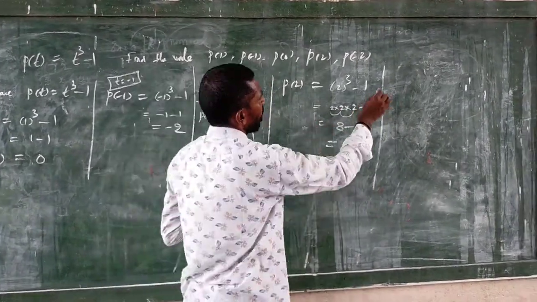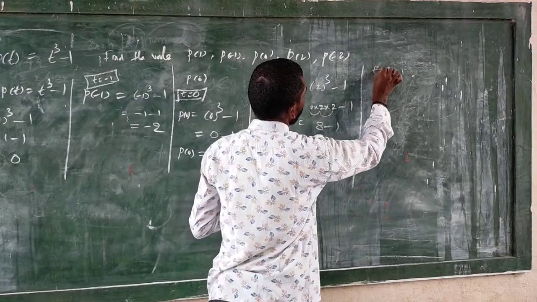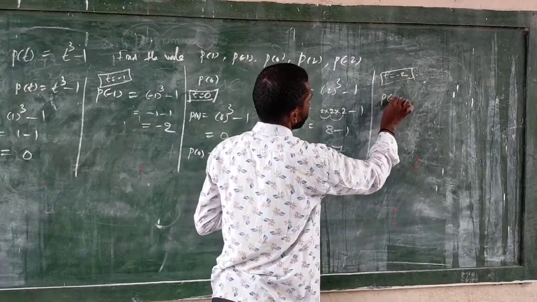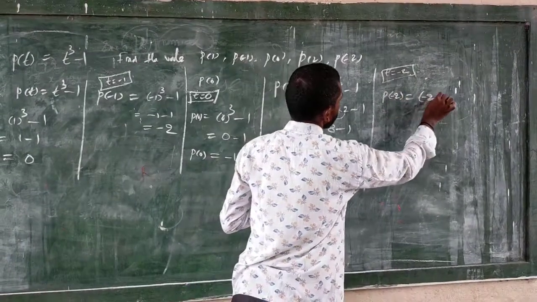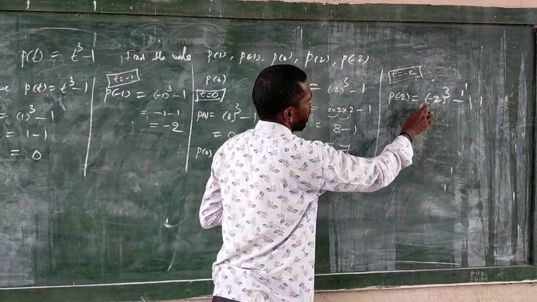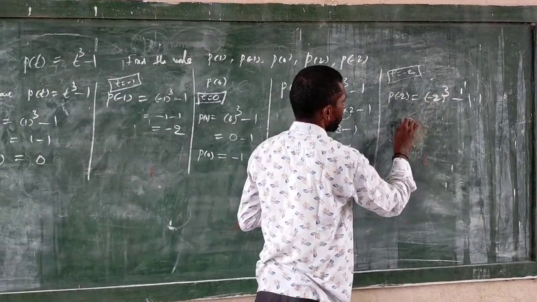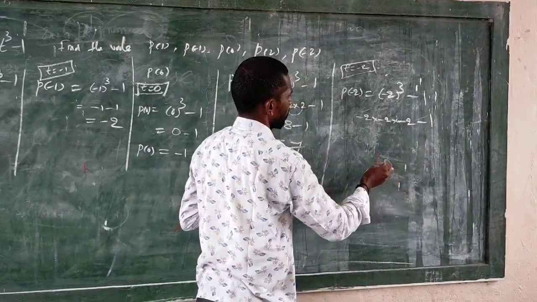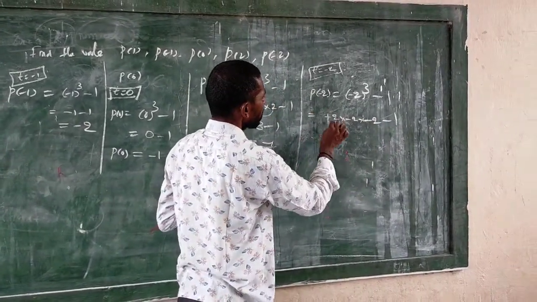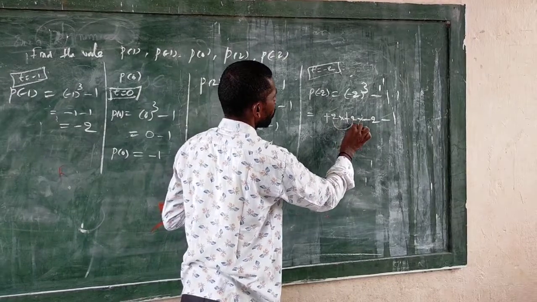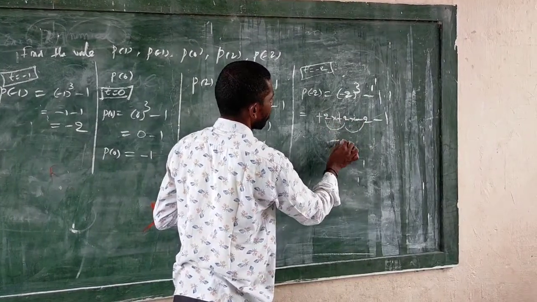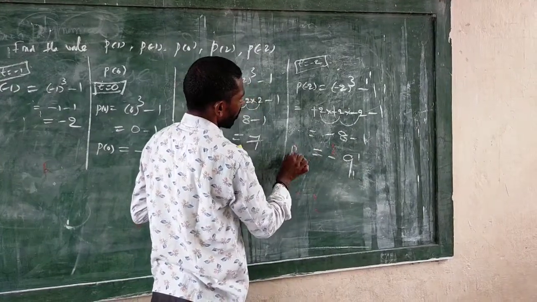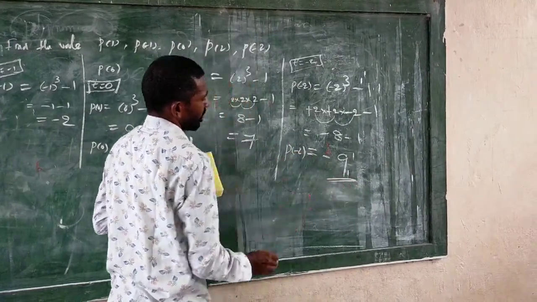Next, last one, P of minus 2. Here t value equal to minus 2, substituting in this equation, P of minus 2 is equal to minus 2 cube minus 1. Minus 2 cube means 3 times of minus 2 into minus 2 into minus 2, minus 1. Here minus minus cancel. 2 2s are 4, 4 2s are 8, plus into minus, minus 8 minus 1. So minus 9. So P of minus 2 value is equal to minus 9.